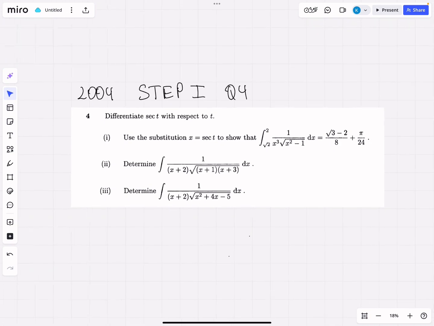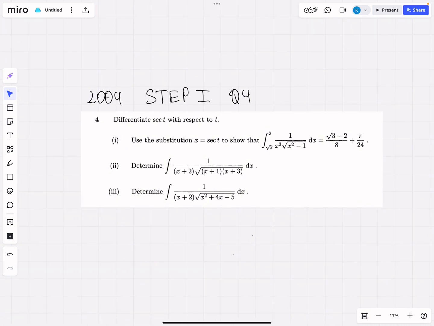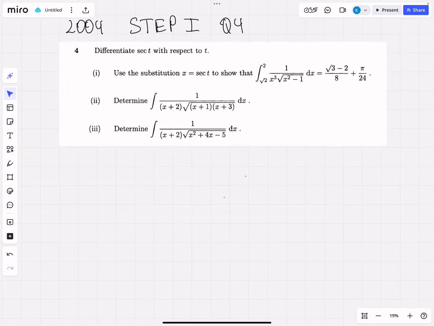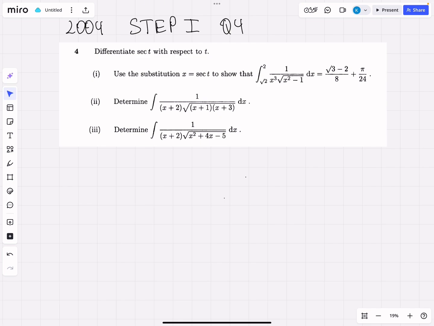So this question was surprisingly quite easy, especially for Step 1. I think most A-level students would be able to solve this question, so let's just dive straight into it. So first we're asked to differentiate sec t with respect to t. Now, this is a known result, but we're going to have to prove it.